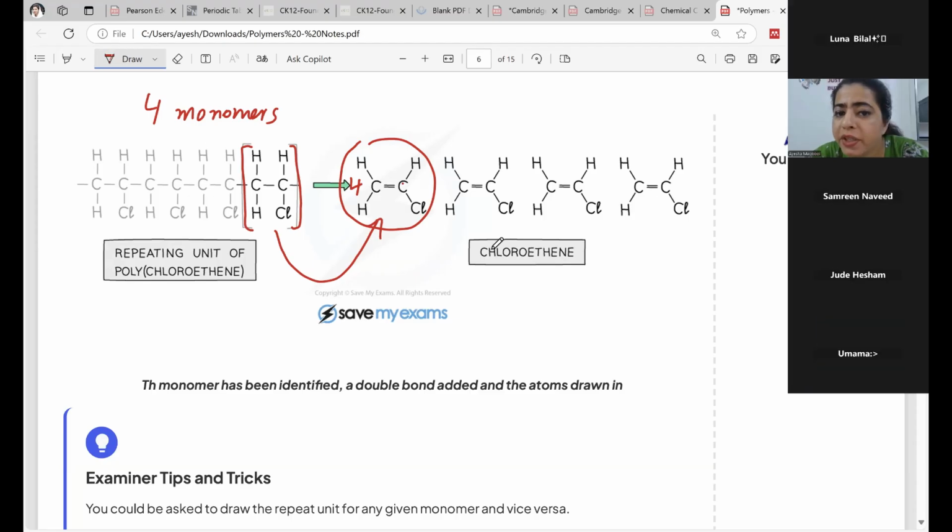And this is simple chloroethene, which was making the polymer polychloroethene. You can even get the name. If the name polychloroethene is given to you, now remove the word poly. Just write chloroethene as the monomer name.